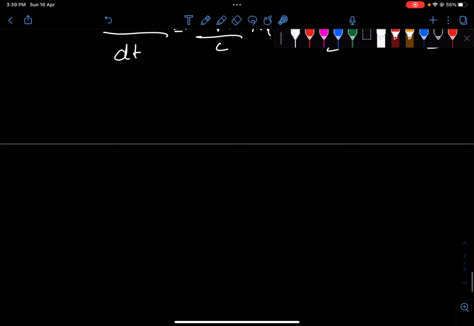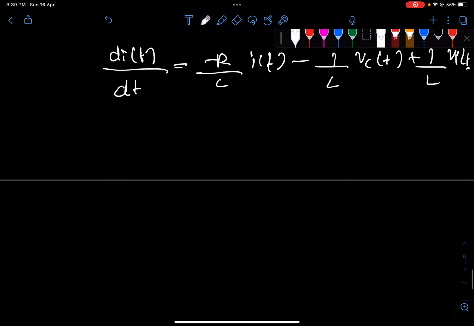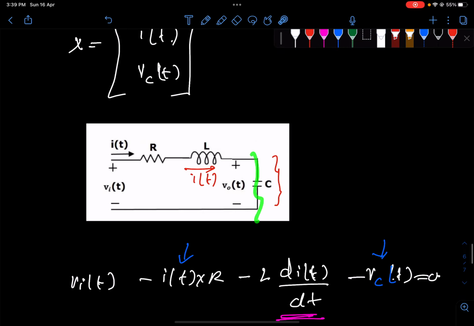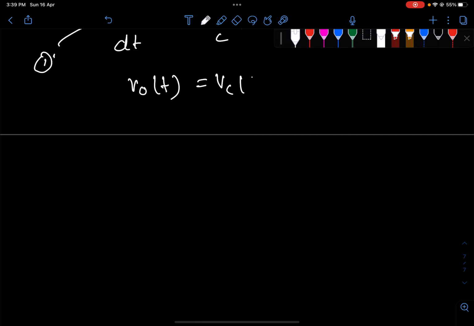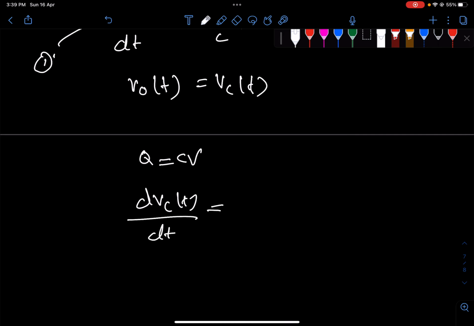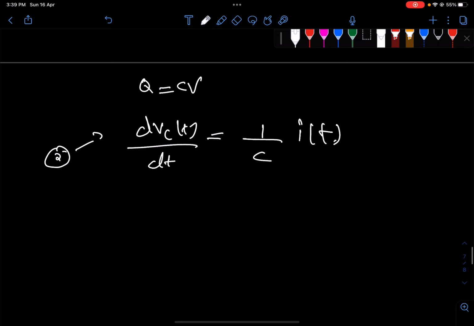Let's call this equation number 1. Everyone knows that V0 of t from this circuit is nothing but the capacitor voltage, that is Vc of t. And Q is equal to C times V for a capacitor, so taking the derivative, dVc of t by dt equals 1 by C times dq by dt. What is dq by dt? The current through the capacitor, that is I of t. So this is equation number 2.